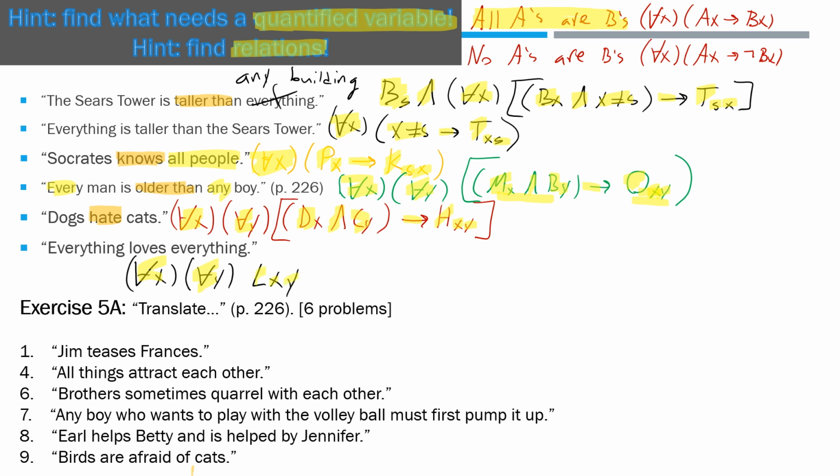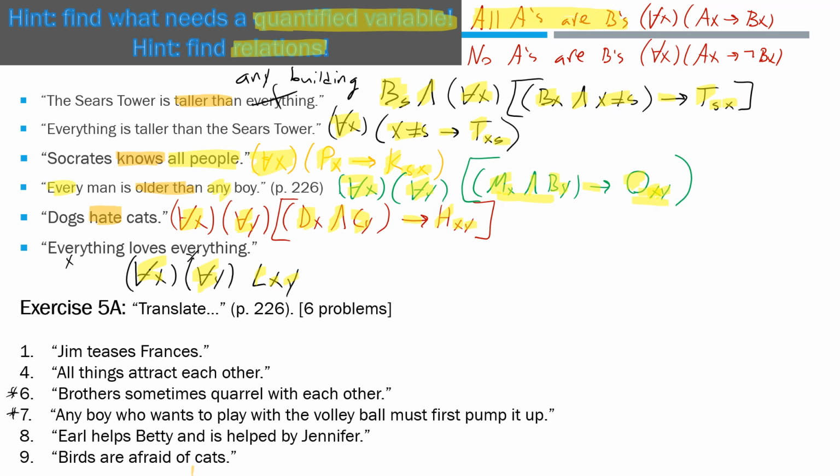Everything loves everything. So we can think of everything there is x, everything there is y. So it's not too bad. But there are some more complicated examples, at least a couple of them. I think number 6 is pretty interesting. Number 7 is pretty interesting from the textbook. Let's start with the first one.